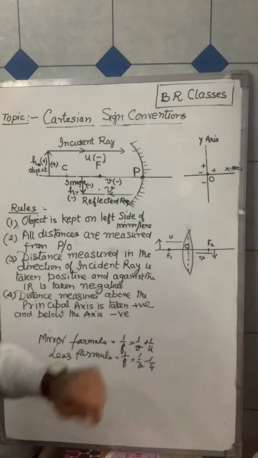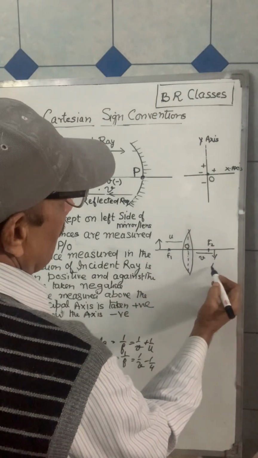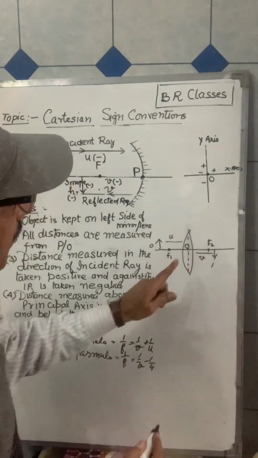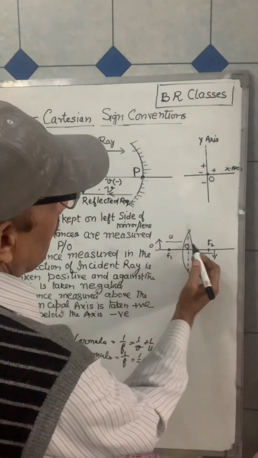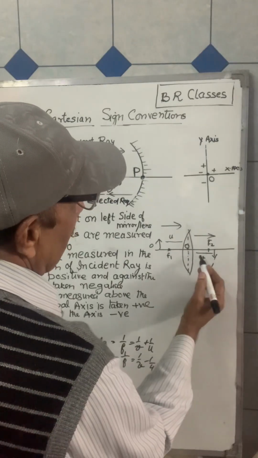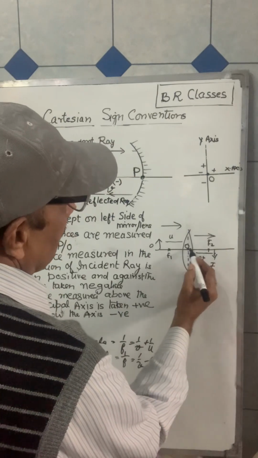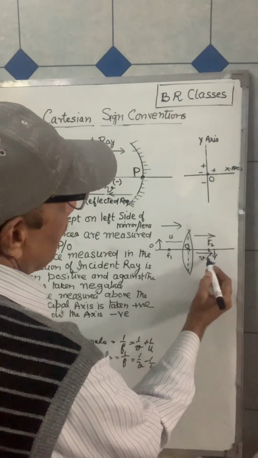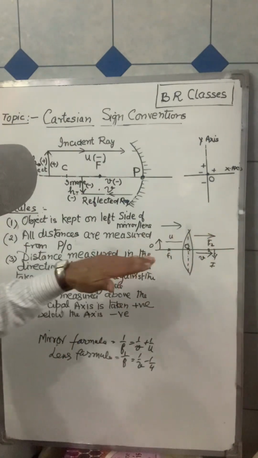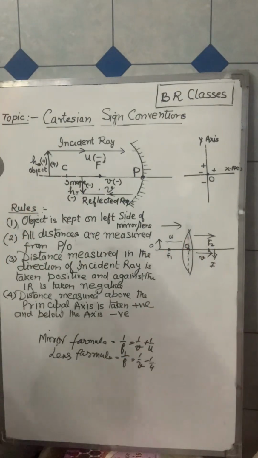But in this other case, this is the image and this is the object, and the distance is measured in the direction of the incident ray. This is the direction of the incident ray, and I am measuring the distance of the image in that direction. Distance measured in the direction of the incident ray is taken as positive.